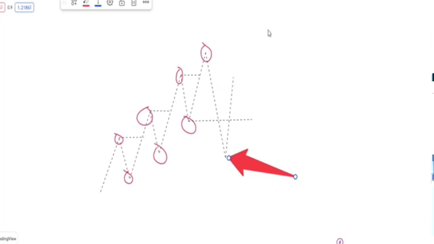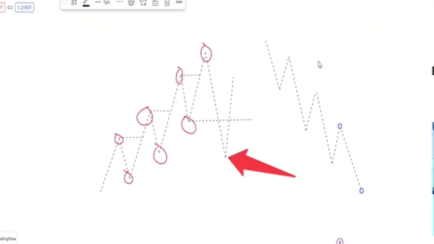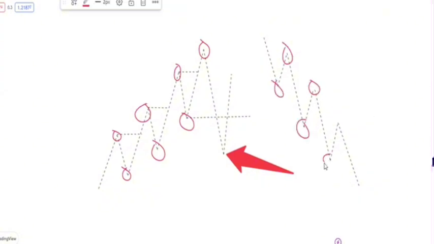Likewise, if we have a downtrend where the market is forming lower low, lower high, lower low, lower high, lower low, lower high, lower low. So we have a series of lower highs and lower lows, another lower low, and then a lower high. This is a typical downtrend. This is how a downtrend forms.